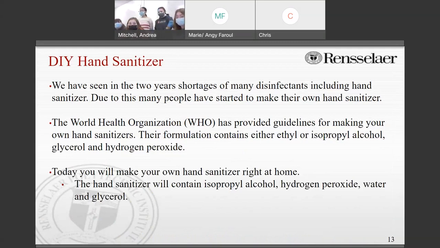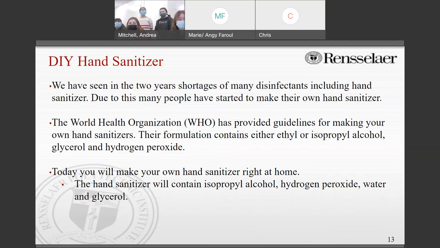Okay, so we are making hand sanitizer. Because of COVID, we've seen a lot of shortages in grocery stores, any sort of stores. You'll find that a lot of disinfectants and hand sanitizers are out of stock. So a lot of people have started making their own hand sanitizer. The World Health Organization, or WHO, has provided guidelines to help make these hand sanitizers, and we will be making one of our own today.